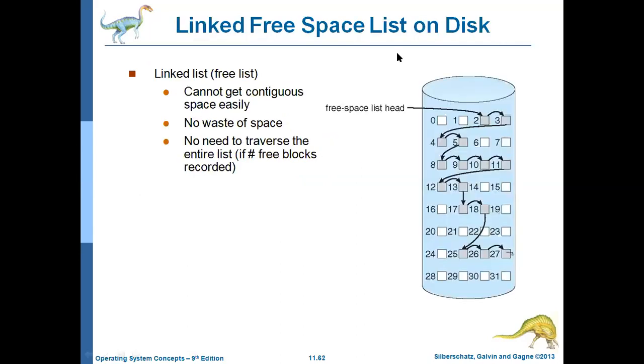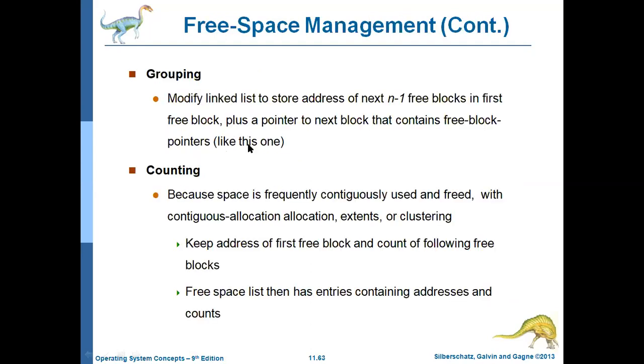So this is the linked free space list on the disk. You can see that linked free list now. Cannot get contiguous space easily here. No waste of space. No need to traverse the entire list. Free space list head: you can find that these are free spaces now: 2, 3, 4, 5, 8, 9. These are all the free spaces which can be known through your linked free space list on the disk. For free space management, you have different ways of managing it.